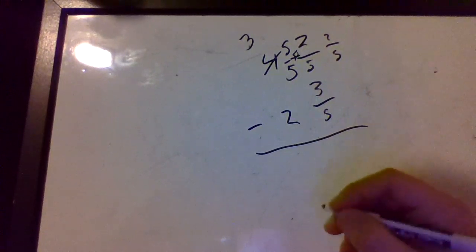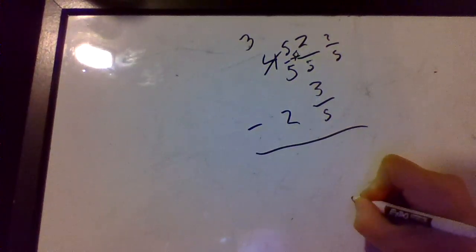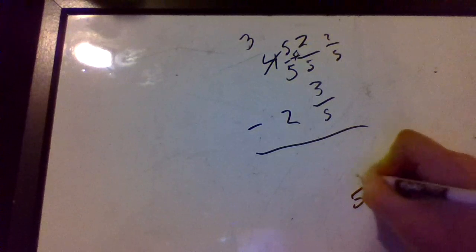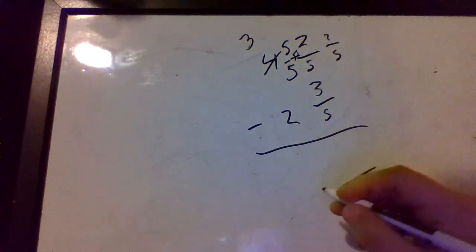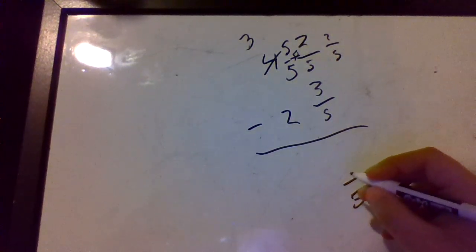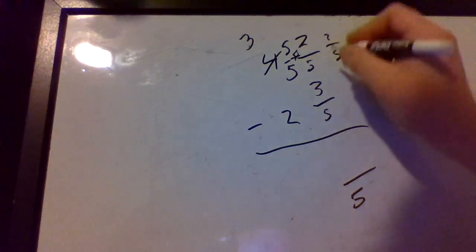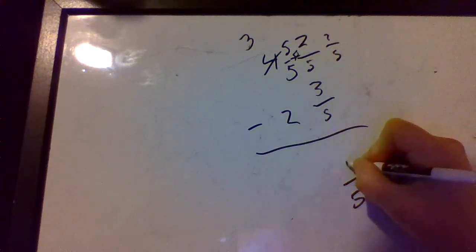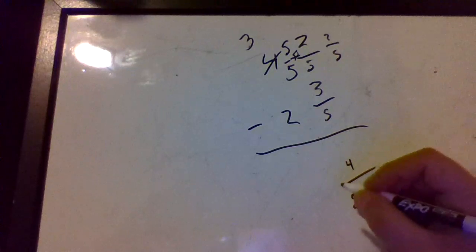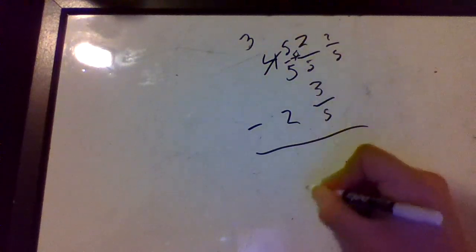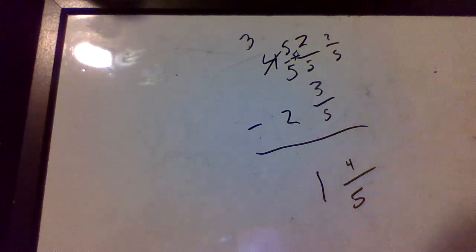Now we can subtract. We're going to keep our denominator, our number on the bottom. We're going to subtract our numerators. 7 minus 3 is 4. And 3 minus 2 is 1. So our answer is 1 and 4/5.